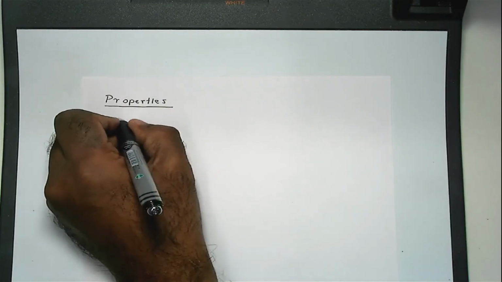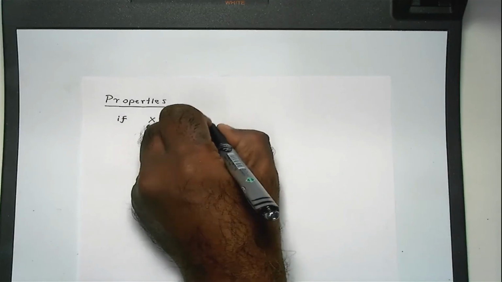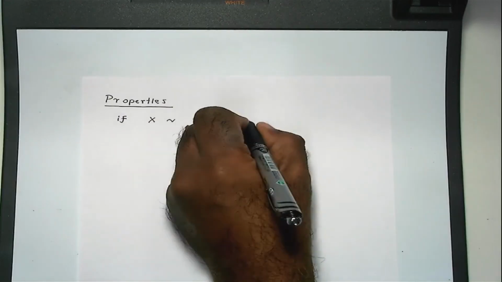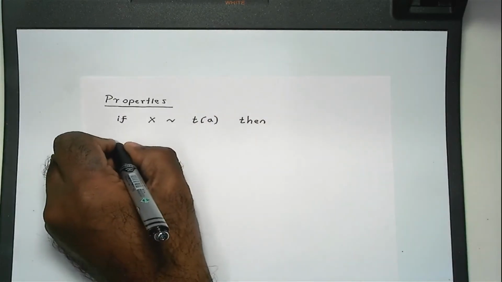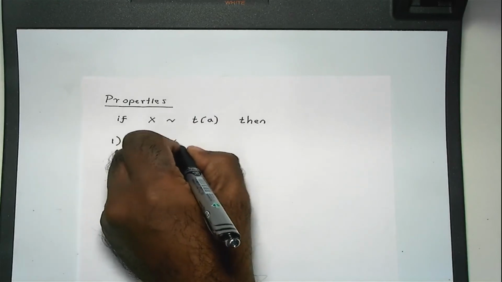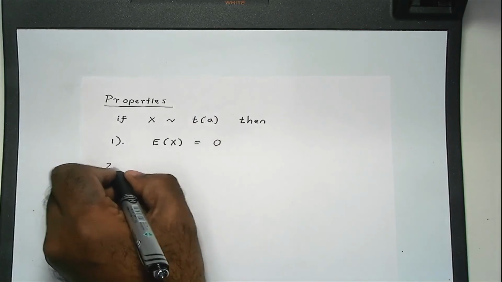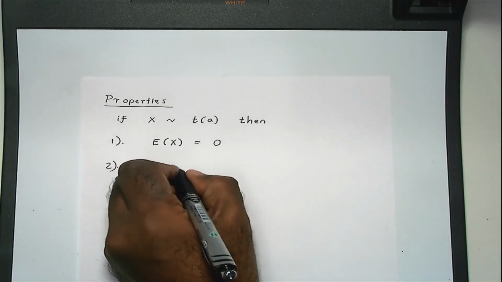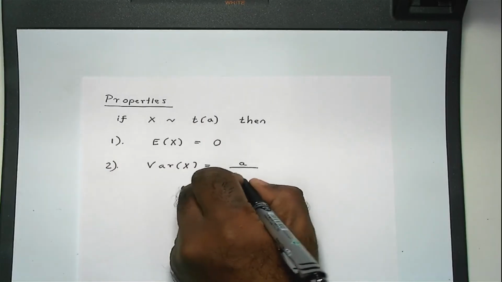So if you have a variable x that has a t distribution with a degrees of freedom, then the following properties are true. Number one, the expected value is 0. Number two, the variance is a divided by a minus 2.